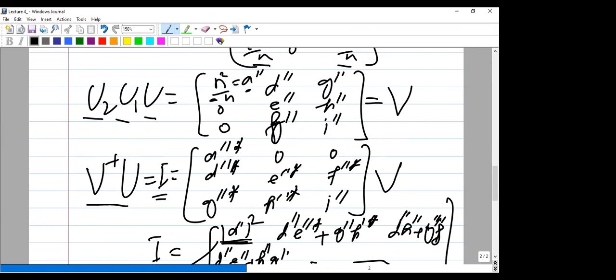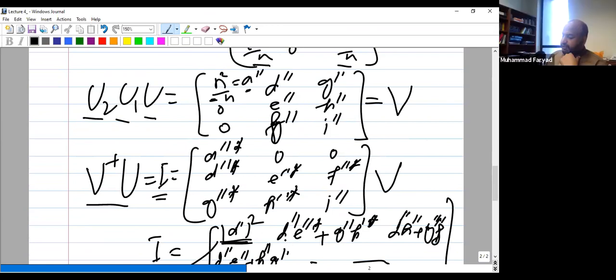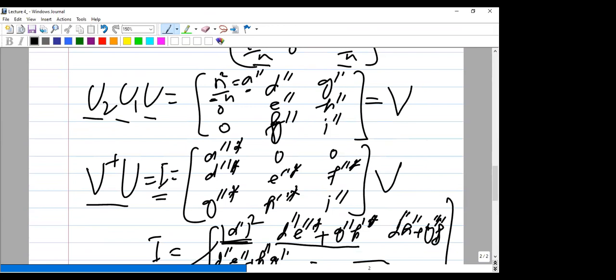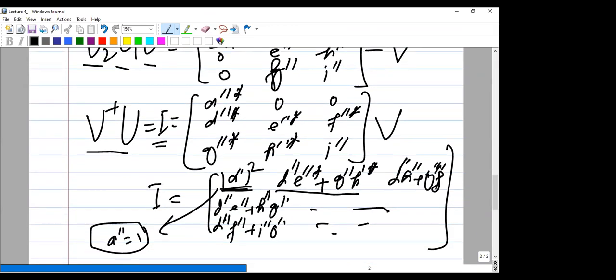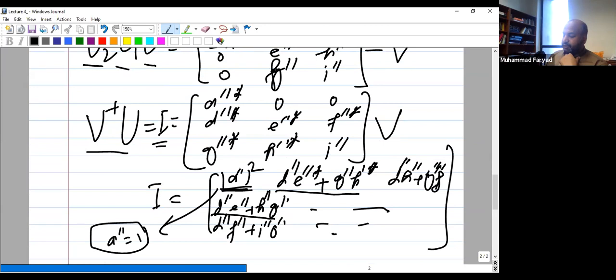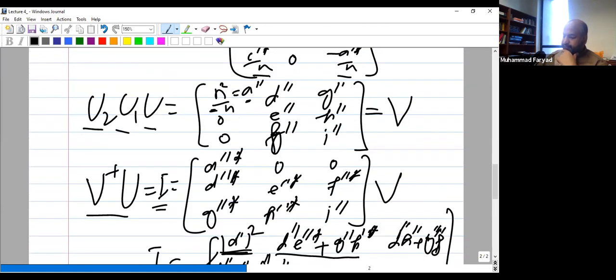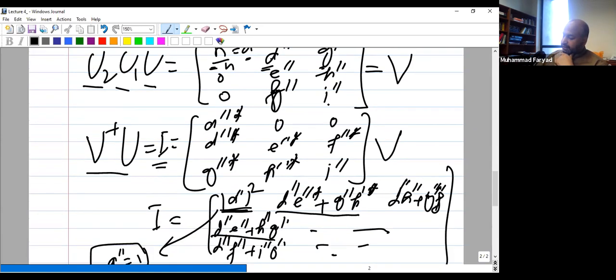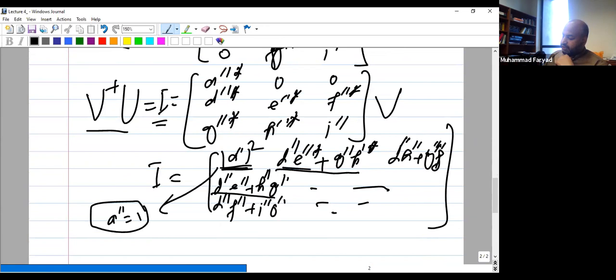Okay, right. Now in the same way, this has to be 0 and this has to be 0. Okay, and we also know that since all rows have to be normalized, there's only one possibility, and that is that D double prime and G double prime also have to be 0. And that will also make sure that this entry and this entry is 0 and this entry and this entry is 0.